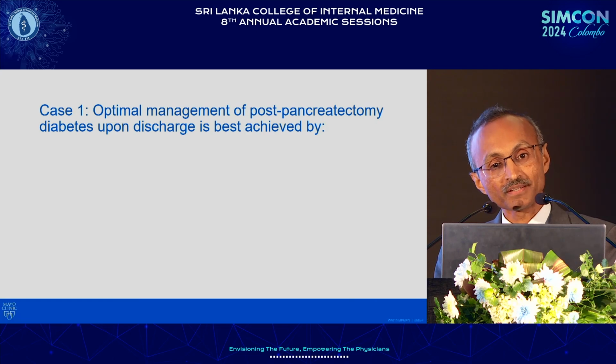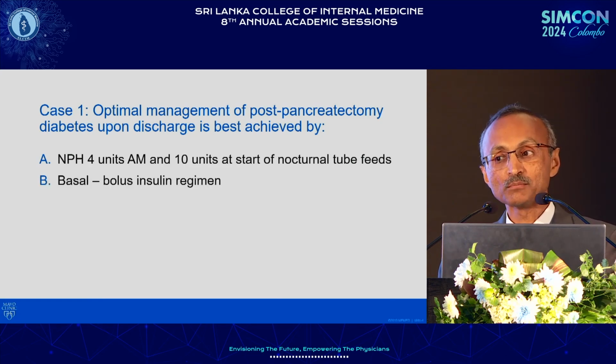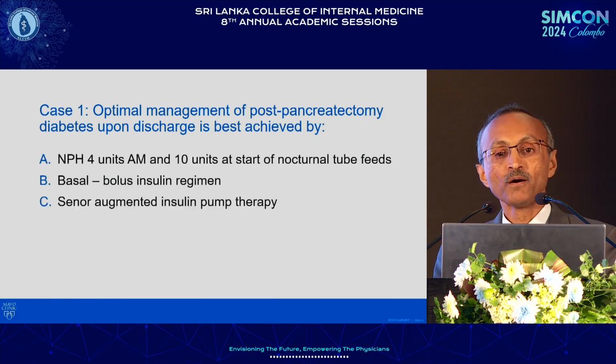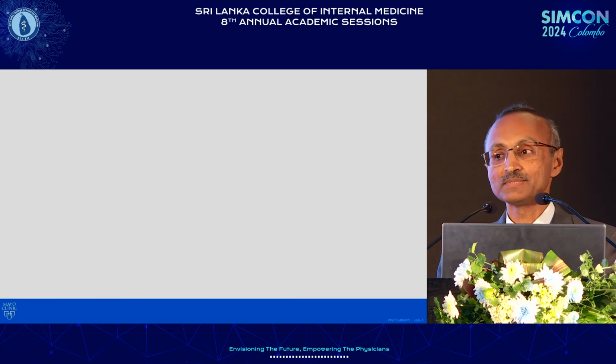So this is where he's all ready to go home. Should we put him back on this isophane insulin, 4 units, and then give some 10 units later on, or give him a basal bolus insulin regimen? Dr. Shah was talking to you about how to do this: with the glargine insulin, half of that, and then another half with his meals. Or should we use these more novel technologies, whether a sensor-augmented pump or a closed-loop insulin pump, and so on? I don't really want you to vote, but just listen to what we did.